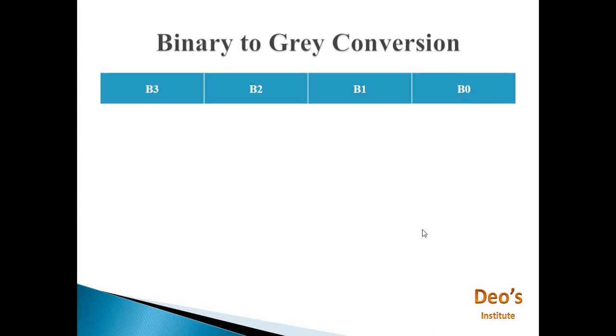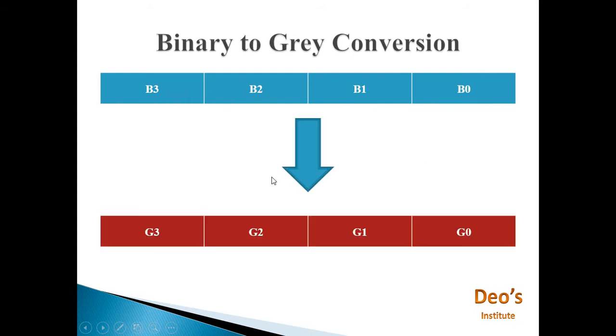Now we'll see how we can convert binary number to gray number directly. Consider this is a 4 bit binary number B3, B2, B1, B0. We have to convert it into gray code G3, G2, G1, G0. To convert this, we copy B3 as it is to G3. These are 4 bits. This is LSB, this is MSB. MSB is copied as it is.